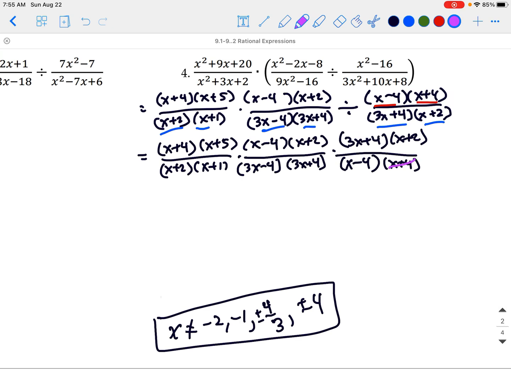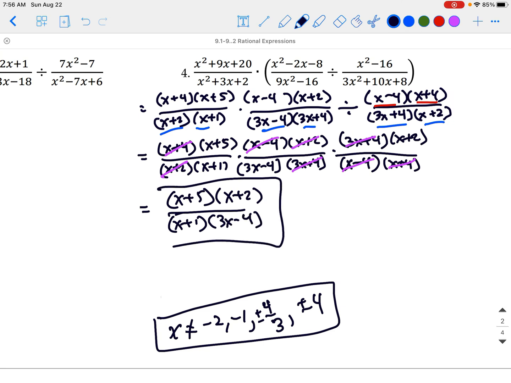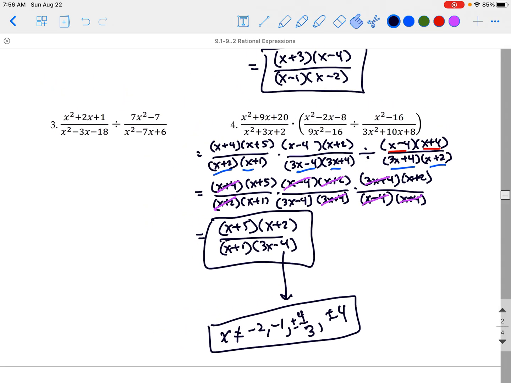So let's see, we've got x plus 4s, no x plus 5, x minus 4, x plus 2, 3x plus 4, and I think that is it. So we'll have x plus 5 times x plus 2 all over x plus 1 times 3x minus 4. And that is our final expression with these excluded values.